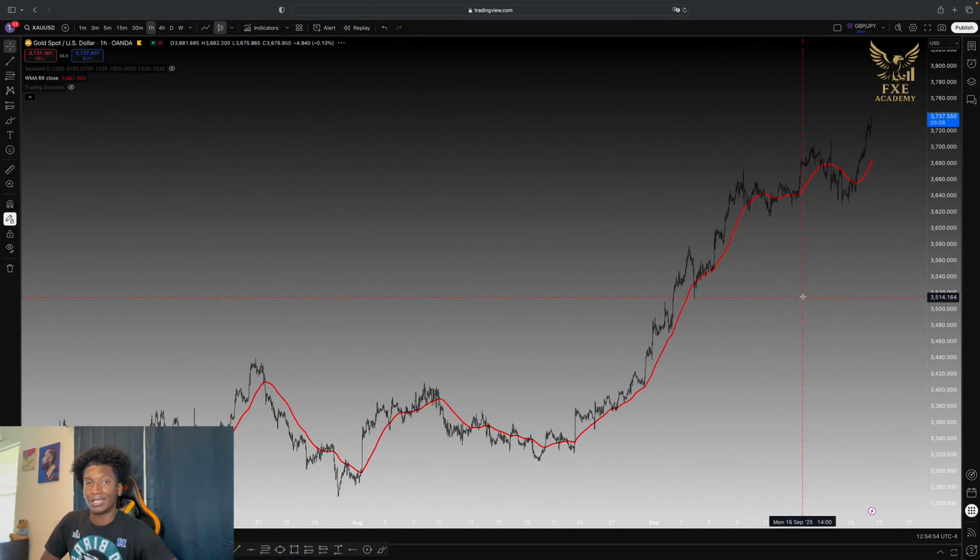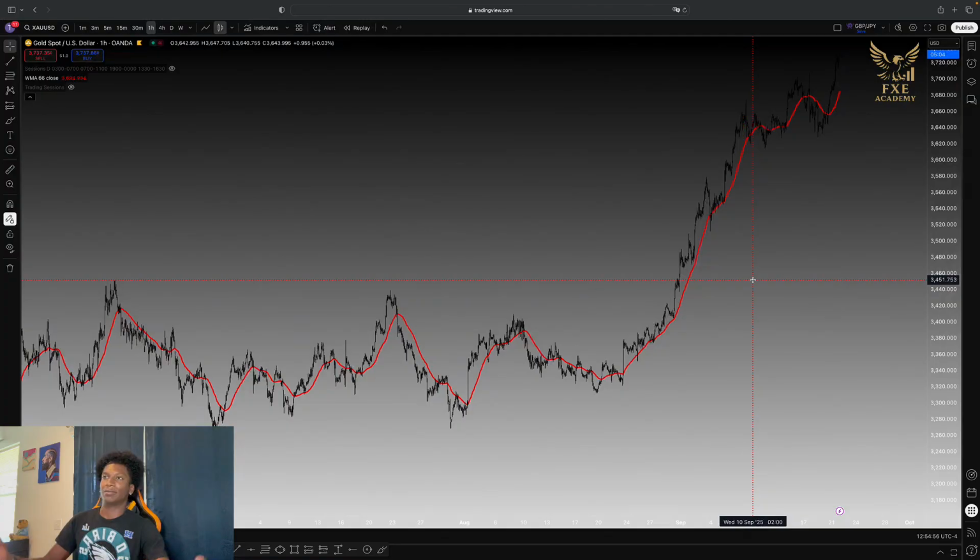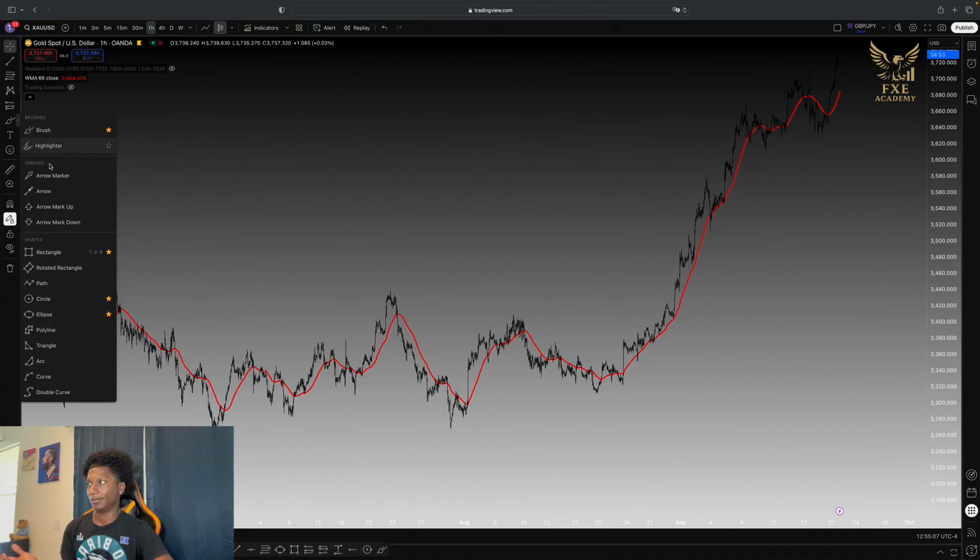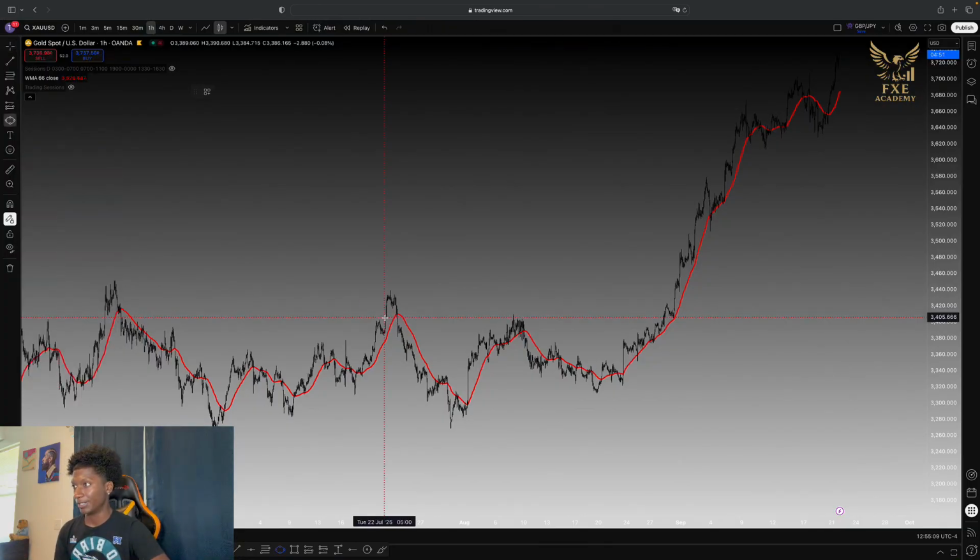And the psychology behind this is really simple. I'm just scrunching up my screen right now so you guys can see the flow that it does. But long story short, when price is below it, then price would just tend to be in a bearish trend and would decrease like that.